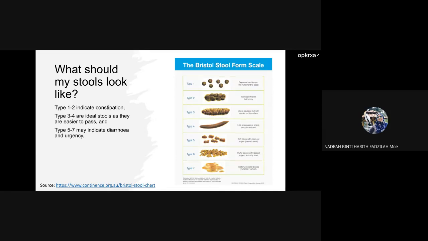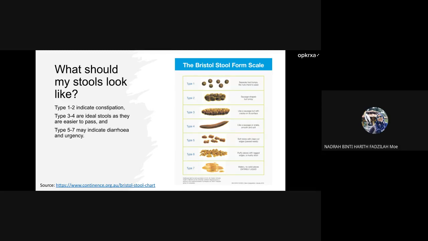Antara signs of a healthy bowel is bila kita ada rasa nak buang air besar, we can hold on for a short time after we feel the first urge to go to the toilet. And then bila kita buang air besar tu, kita tak tunggu lama lah. Within about a minute or so of sitting down tu, we can pass a bowel motion and it occurs easily without pain. Tak ada nak kena meneran ke apa.